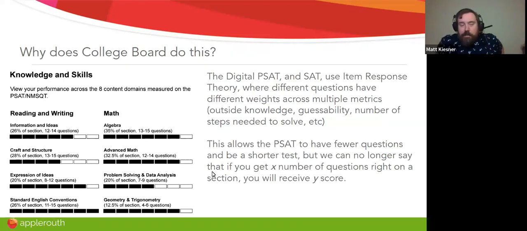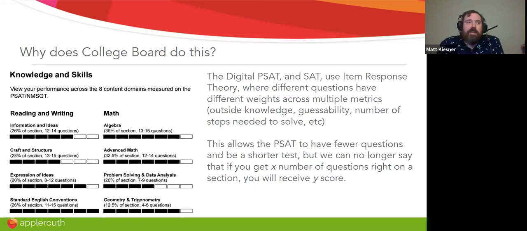So the big question is, why are they doing this? To peek behind the curtain, the digital PSAT and SAT are using item response theory, which is a fancy term for basically saying that different questions have different weights, and they're weighing across multiple metrics. It's important to understand that this test is no longer a linear scale, like a classic test where if you get it right, you get a +1, and if you get it wrong, you get a 0.